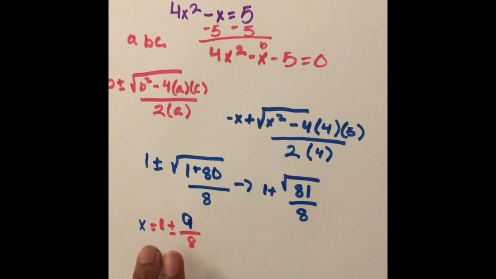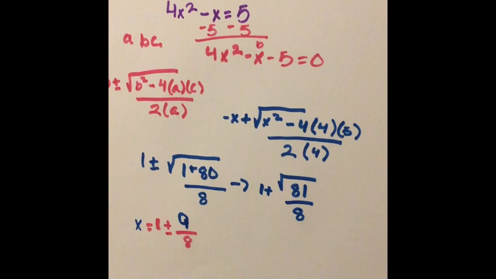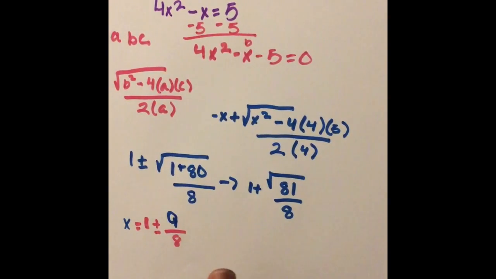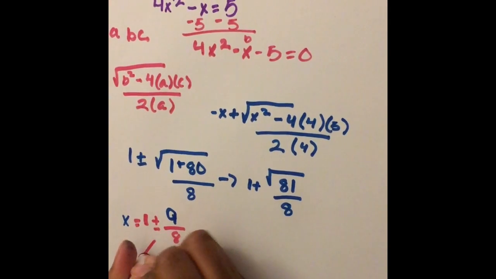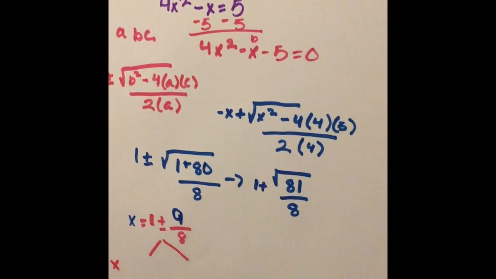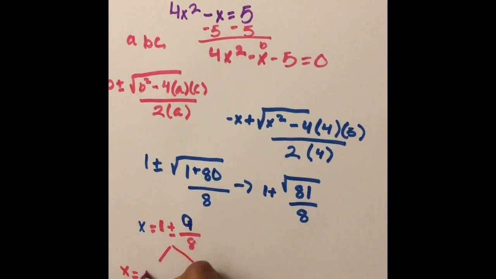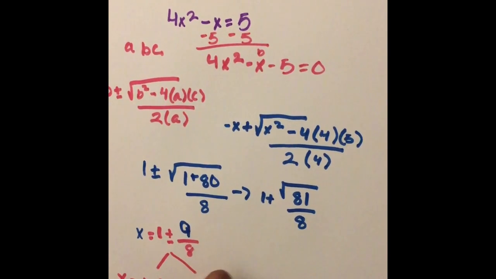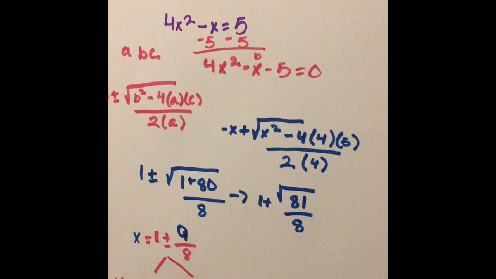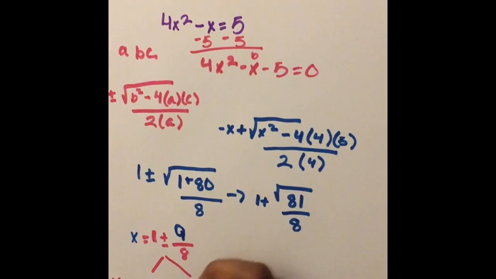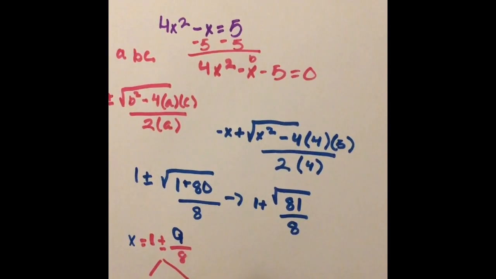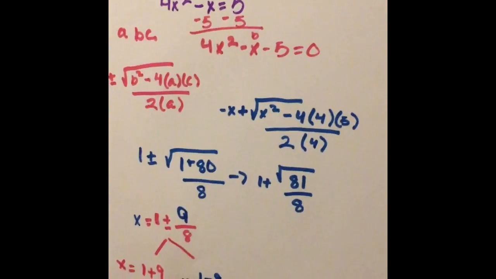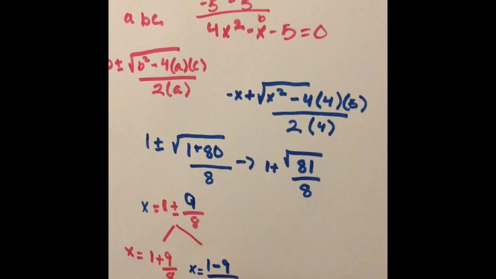So now we have reached this stage. We're going to solve for this equation using both plus and minus, so we're going to separate it into two different solutions. x can equal 1 plus 9 over 8, or x can be equal to 1 minus 9 over 8. Now these two solutions will give you x is equal to negative 1 and 5 over 4.